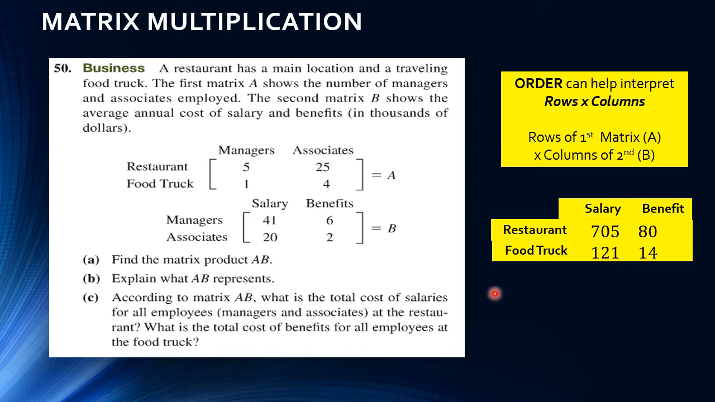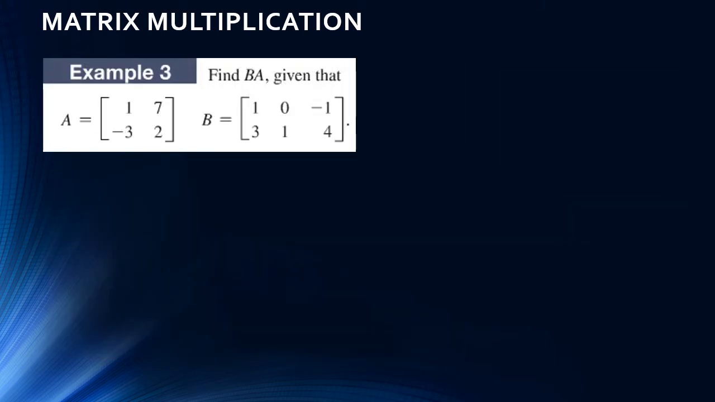C is pretty simple. It just asks us what's the total cost of salaries. Well, all we have to do is add these now down and benefits. So that's a pretty simple answer. I'm not going to go through that. That's just interpreting it. Okay, let's do a couple more problems.